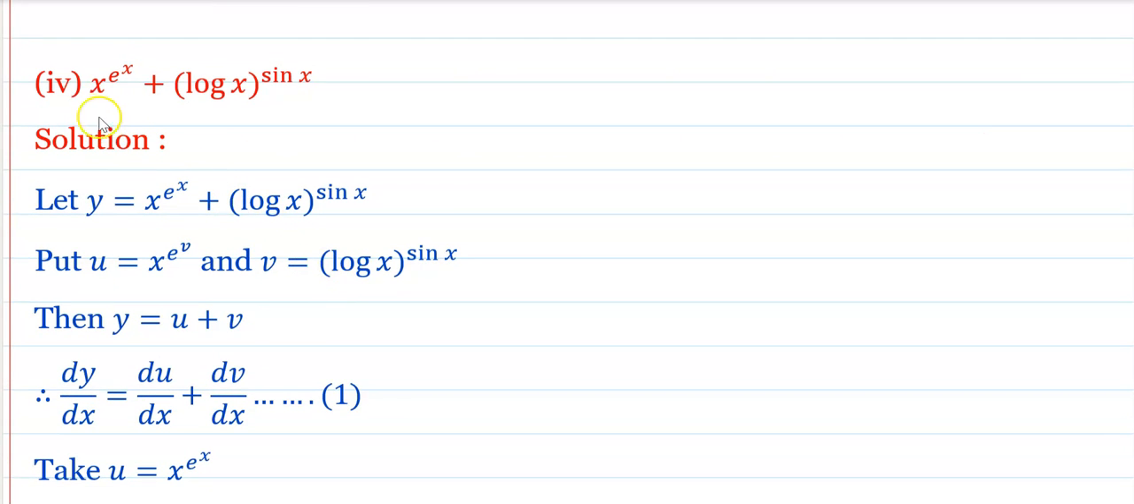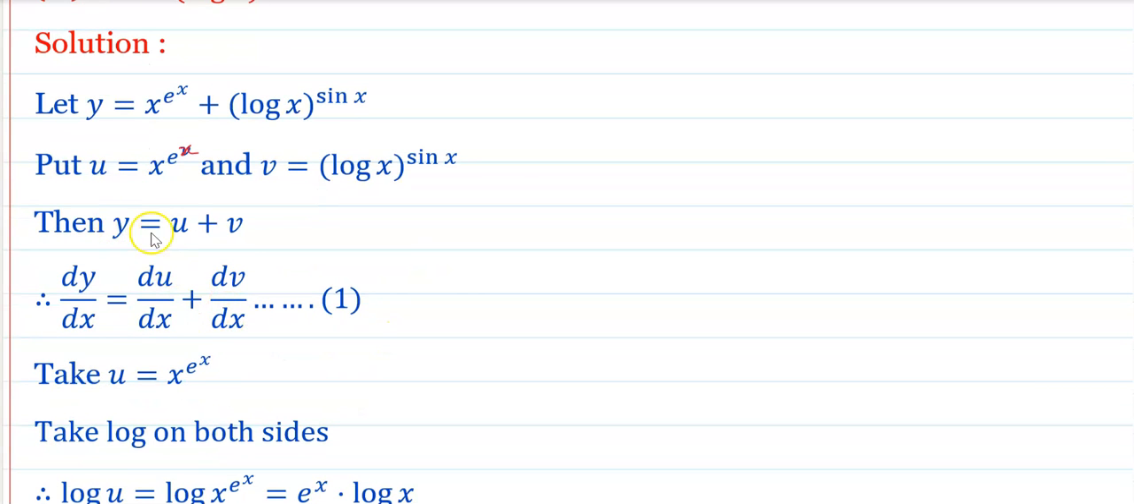Now the next example, y is equals to x raised to e raised to x plus log of x bracket is to sin x. Now what is u equals to? u is equals to x raised to e raised to x here, okay, and v is equals to log of x bracket is to sin x. y is equals to u plus v. Therefore dy by dx is equals to du by dx plus dv by dx.